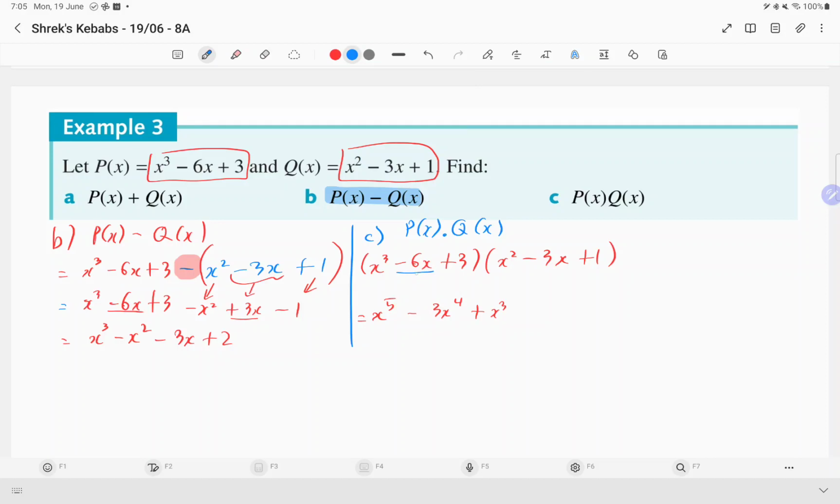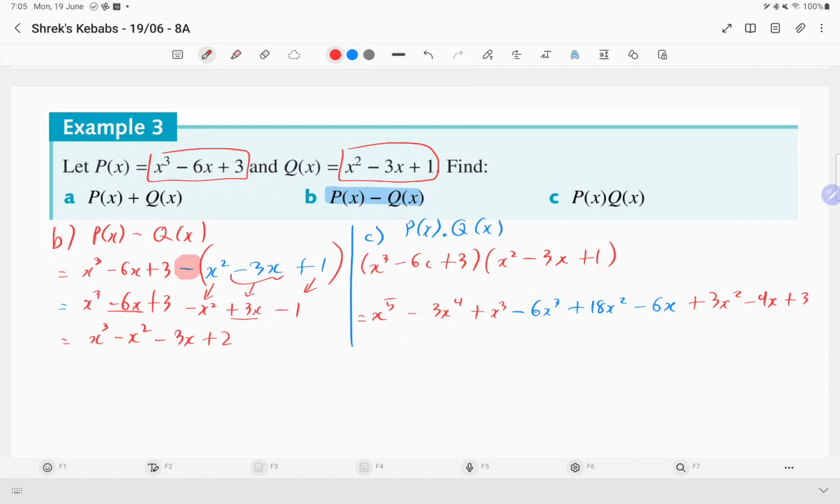And then it will be this term times each of the terms in this bracket here. So that'll be negative, I'll write in a different color, easier to see, negative 6x cubed, and then positive 18x squared minus 6x. And finally, you gotta take 3 times each of these terms here. So then that will be plus 3x squared minus 9x plus 3.